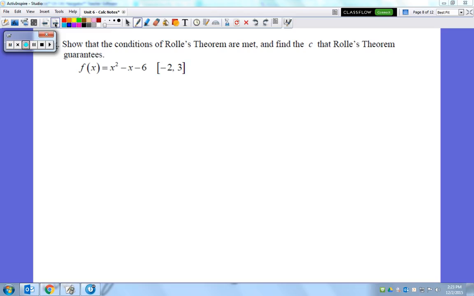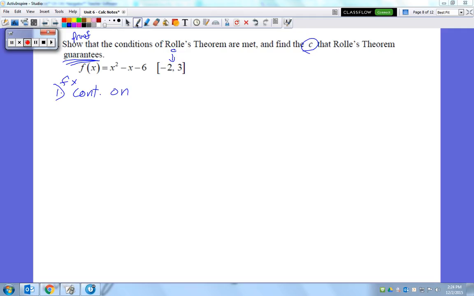Show that the conditions. Alright, here we go. When you see show, guys, it's the same as prove. So you're going to do a proof like you did with the intermediate value theorem. It's going to be a little bit easier now, like I said before, because you've had exposure to this. Prove that if the conditions of Rolle's theorem are met, then there's basically going to be a c that's guaranteed. Okay? So there exists a c somewhere in between -2 and 3 that Rolle's theorem will apply. You good? All right. What's the first condition?